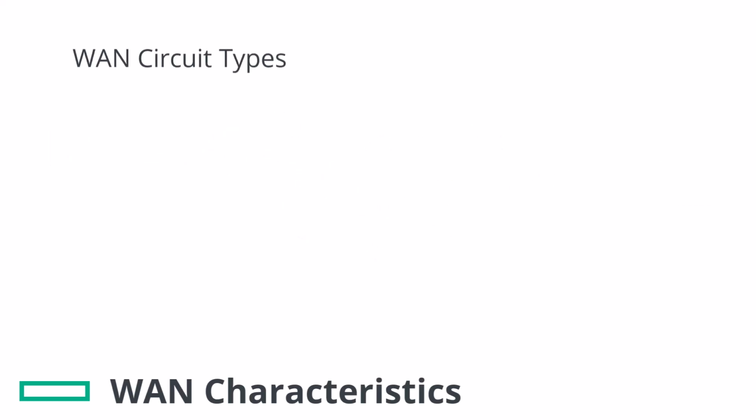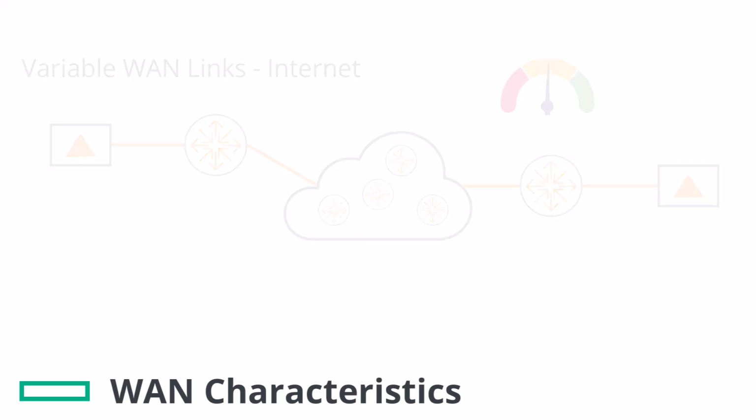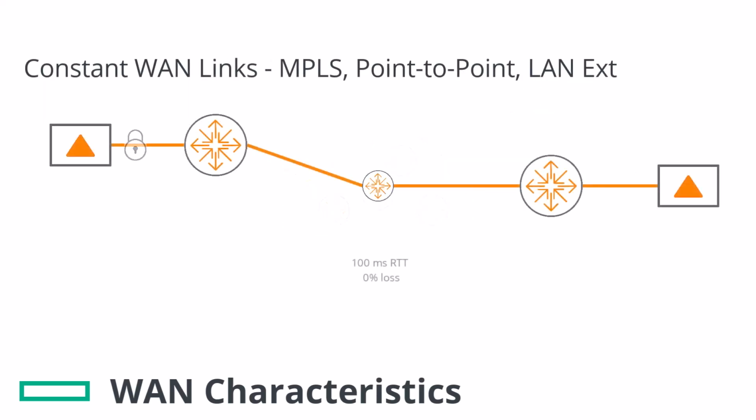We can simplify this and apply one of these general categories to WAN circuits: variable WAN links or constant WAN links. Almost all internet-based circuits are variable in nature. ISP routing protocols that provide divergent paths across the internet mean a given path between two points may perform differently at different times. There may be variable levels of latency, loss, jitter, and possibly contention. By contrast, private circuits such as MPLS, point-to-point fiber, or LAN extension typically perform more consistently as they are dedicated, without contention, and do not use the internet.